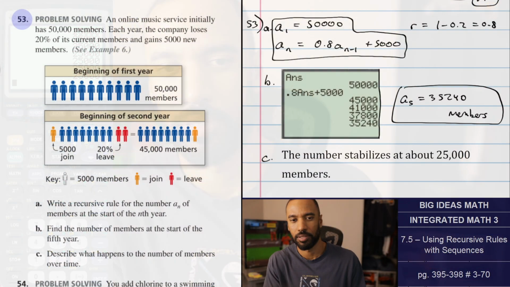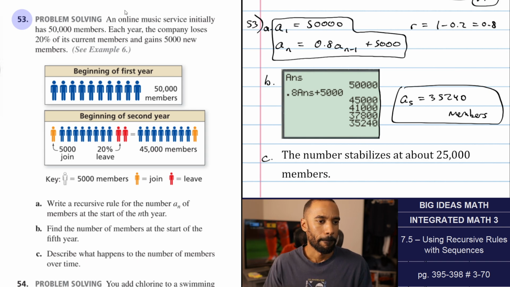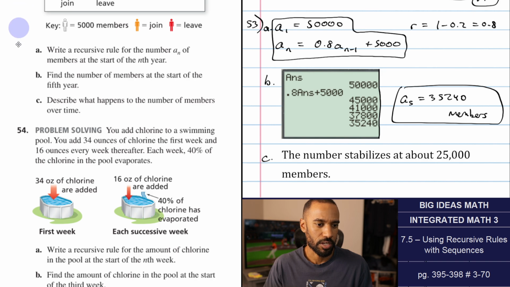The number stabilizes at about 25,000 people. Members. I think they used that word stabilizes on that last one. Oh, you don't see what I'm typing. I apologize. Okay. I'll keep it on the screen there for a second longer while I move to this next one.